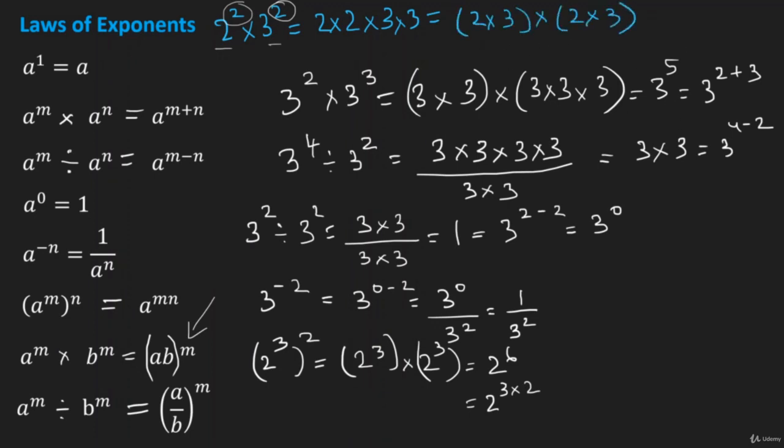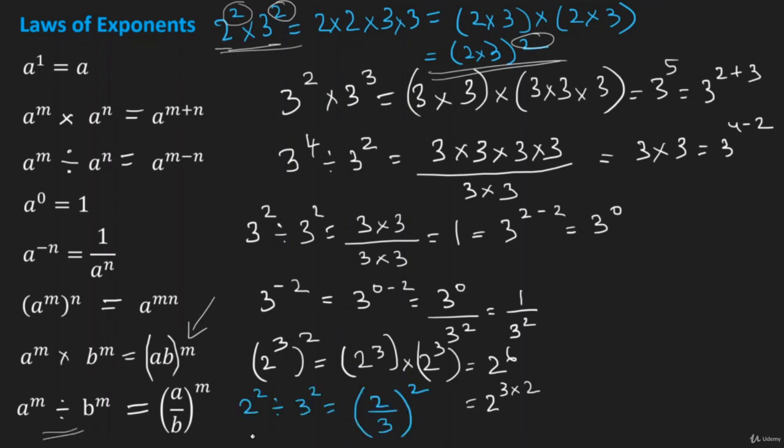Now this is equal to 2 into 3 the whole square, right? 2 into 3 is getting repeated 2 times. You're multiplying it. Therefore, I can write it as 2 into 3 the whole square. And that's why when you have the same exponent but different bases, you can club the base together and keep the same exponent. So a to the power m into b to the power m is equal to ab to the power m. And the same law holds for division as well. If you have 2 square divided by 3 square, that is equal to 2 by 3 the whole square.